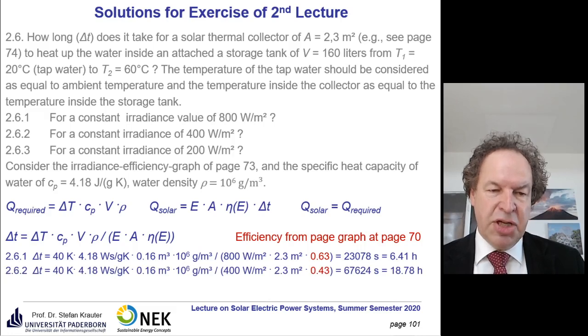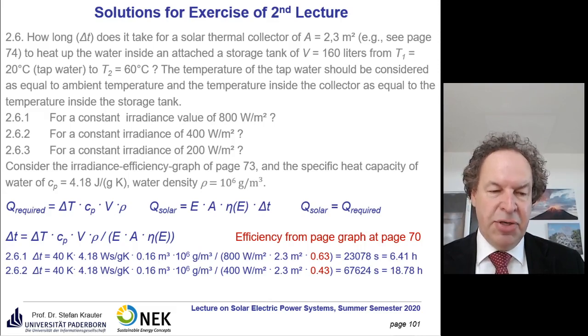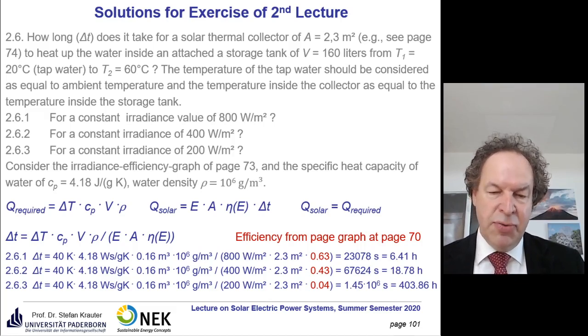For the next stage, if you only had an irradiance of 400 watt per square meter, it's basically the same calculation. We just have the lower irradiance plus lower efficiency. We have to consider the lower efficiency also. So it's not only double the time, it's almost 3 times the time we need to heat it up, 18.78 hours. And if we go to the very low irradiance, just like the average irradiance in Paderborn, it would even require more than 400 hours to heat it up.